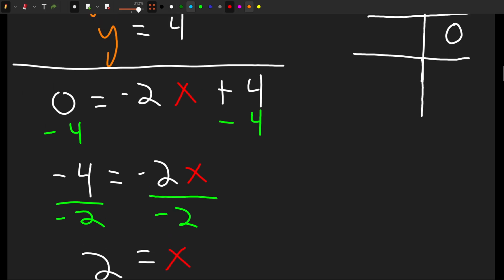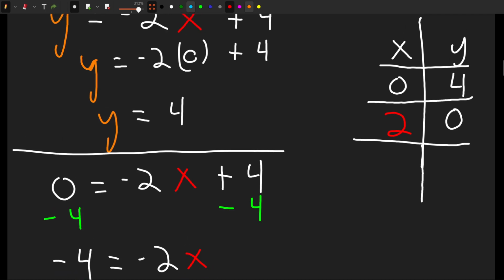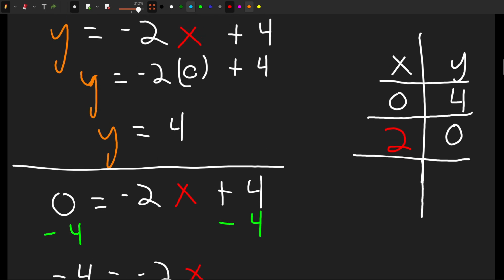Okay. So now I have my 2 points. I have my x-intercept and my y-intercept. Now, additionally, I can choose one more point if I want to. I don't have to, but I will. So I want to know what happens when x is equal to 1.